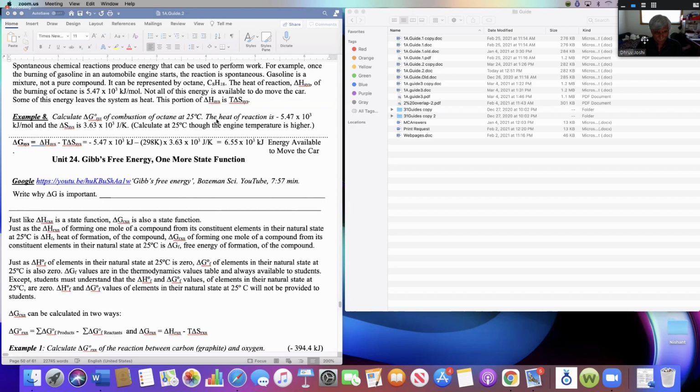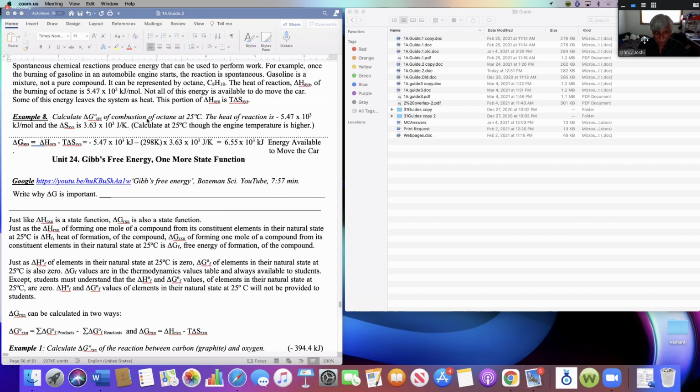Okay, combustion of octane at 25 degrees Celsius. Now we are talking about what's happening in the car. Gasoline is a mixture of chemicals. It is not a pure substance. One of the compounds in gasoline is octane. So we can kind of say that gasoline is all made up of octane. And then we calculate the delta G of the reaction. That's what we are doing.